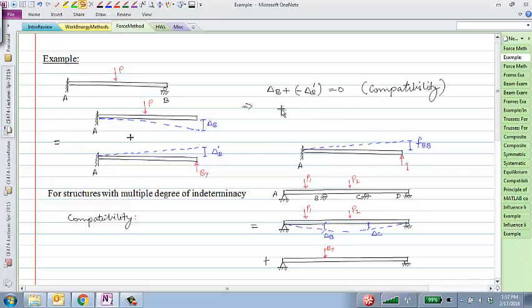So how do I calculate this? The logic that we are going to use is that if I were to apply a unit load here, then I know what that displacement is. And I'm going to call that displacement under a unit load FBB, meaning flexibility for displacement at B with a unit load also applied at B. That's why there are two B's. So maybe I'll write that here.